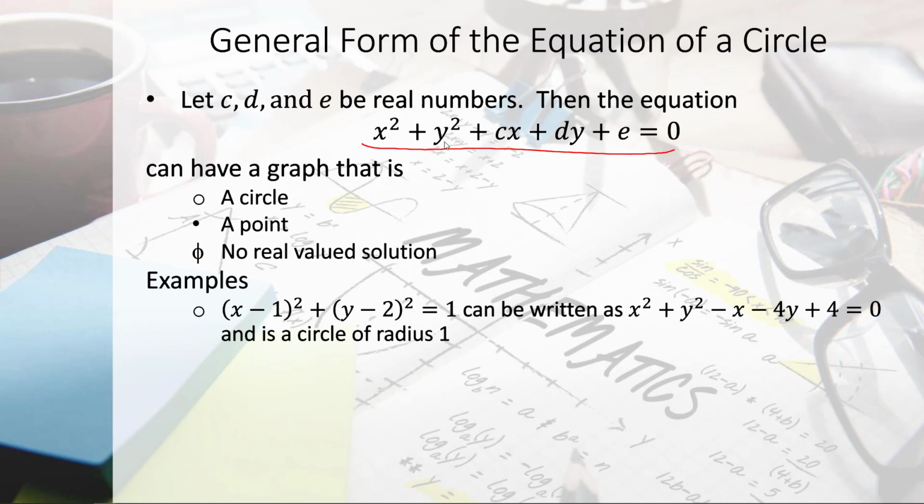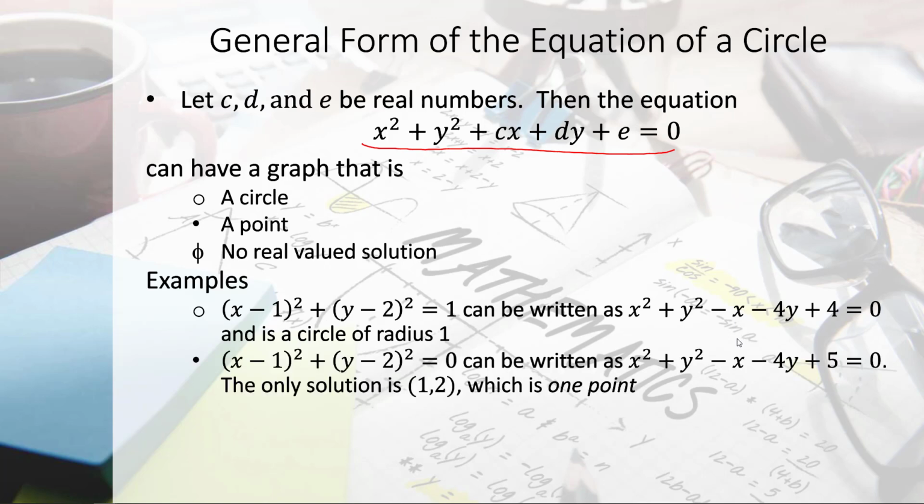The way you would figure that out is essentially by taking your general equation and rewriting it in center radius form if you can. But just for an example, notice here that this right here is a circle which is centered at x equals 1, y equals 2, and has a radius of 1. And this is the same equation in general form.